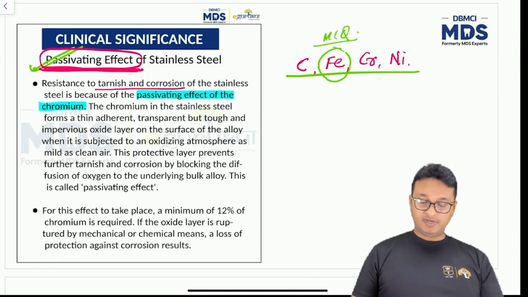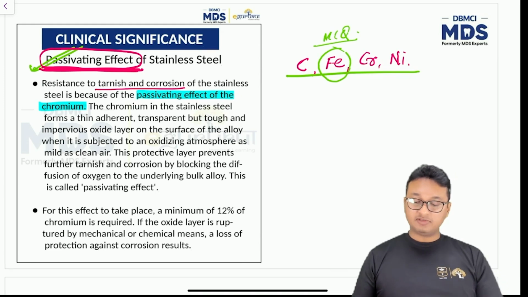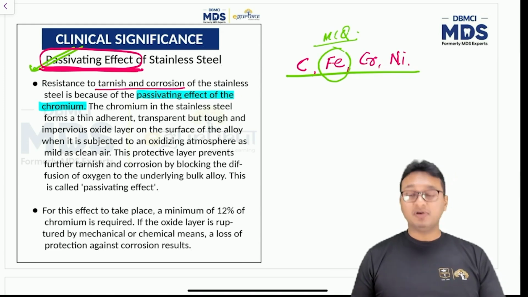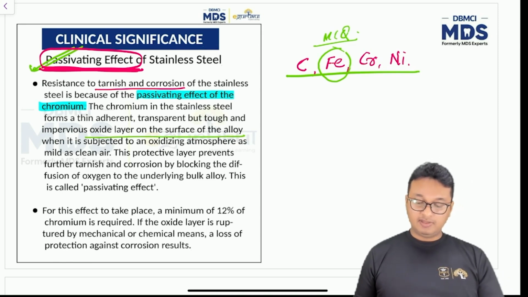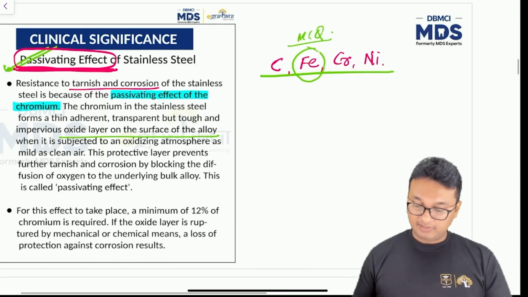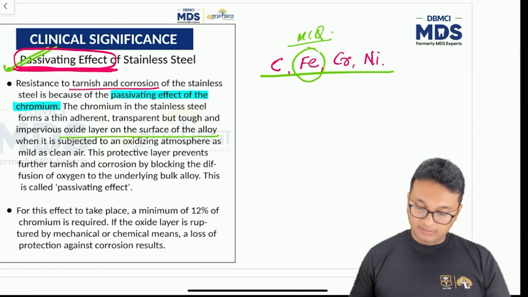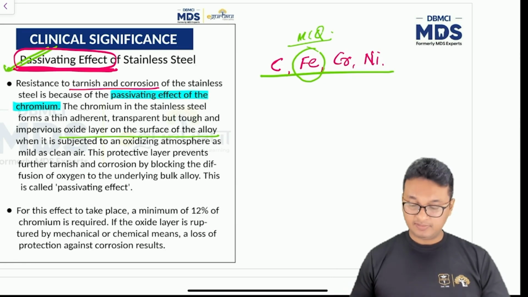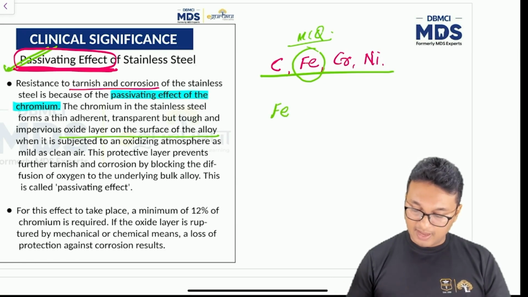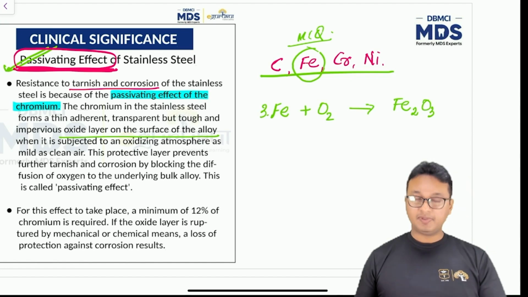So coming back to passivating effect, it is because of passivating effect of the chromium. The chromium in the stainless steel forms a thin, transparent, adherent, but tough and impervious oxide layer on the surface of the alloy when it is subjected to an oxidating atmosphere as mild as clean air. So basically, how does passivating effect take place? You must have seen rusting. Everybody must have seen rusting. So why is rusting happening? Iron, when it comes in contact with oxygen, gives rise to iron oxide, right? This is what is happening, iron oxide.